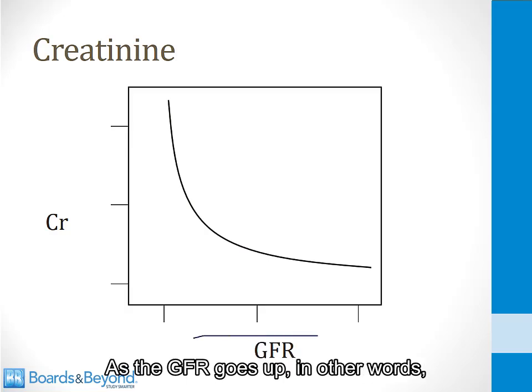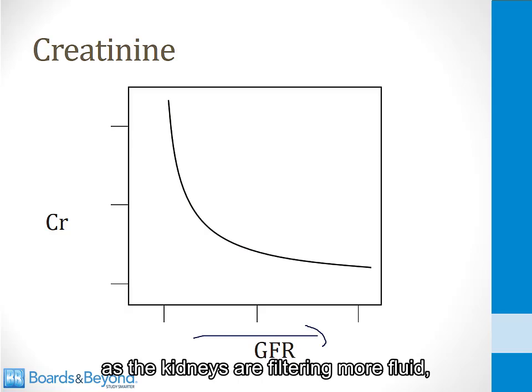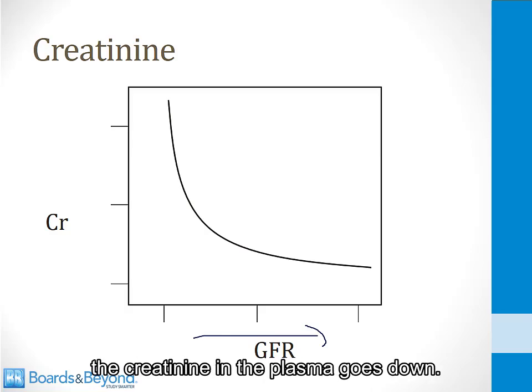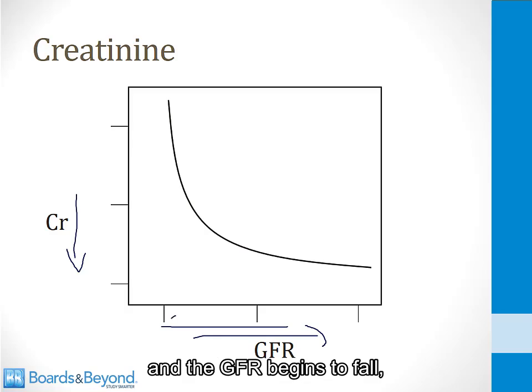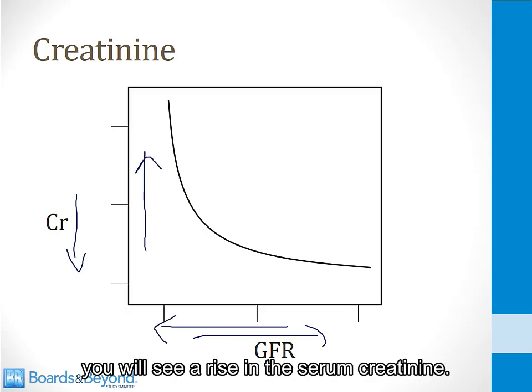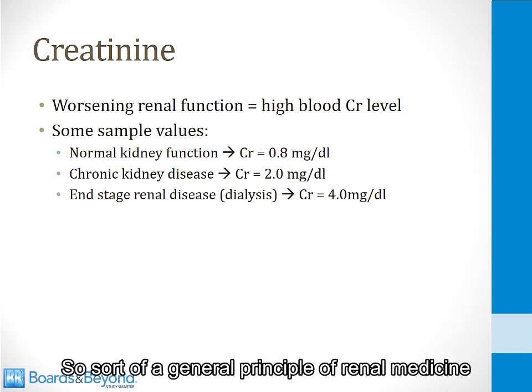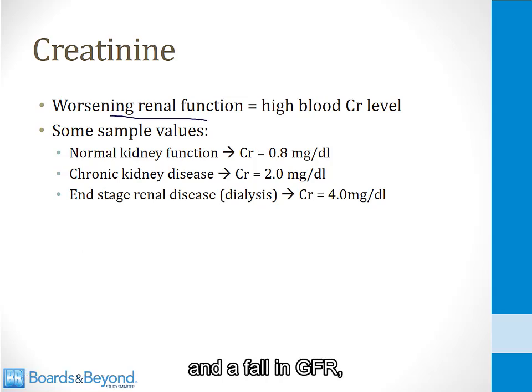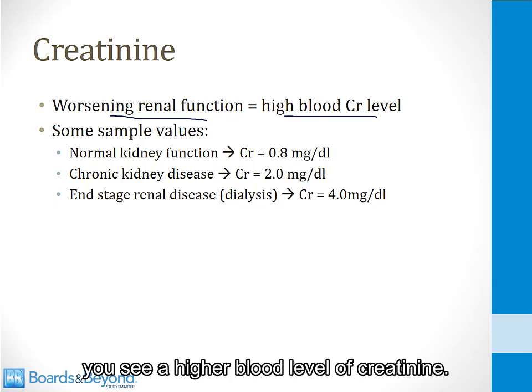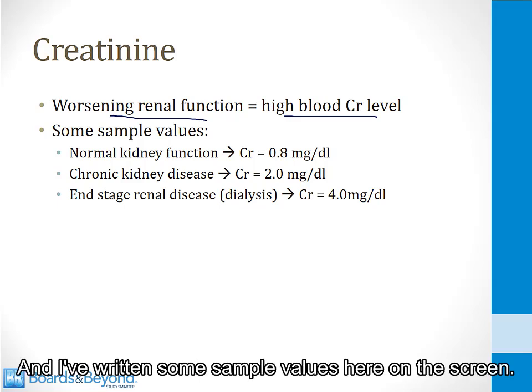As the GFR goes up, in other words, as the kidneys are filtering more fluid, the creatinine in the plasma goes down. The opposite is also true, that when the kidneys become sick and the GFR begins to fall, you will see a rise in the serum creatinine. So a general principle of renal medicine and clinical medicine is that in worsening renal function and a fall in GFR, you see a higher blood level of creatinine. And I've written some sample values here on the screen.